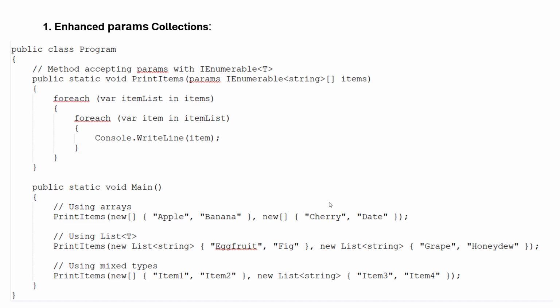If you notice, it's flexible, so you can pass different types of collections that implement this interface, such as array, list and more. Compatibility: the compiler ensures compatibility with any collection type that implements IEnumerable of T and has an Add method, enhancing the usability of the params keyword.